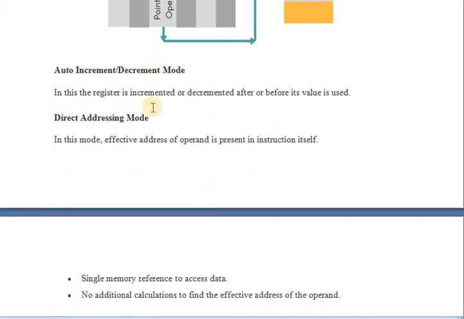Now auto increment and decrement. In this mode the register is incremented or decremented after or before its value is used. Next we will see the direct addressing mode. In this mode, the effective address of the operand is present in the instruction itself.